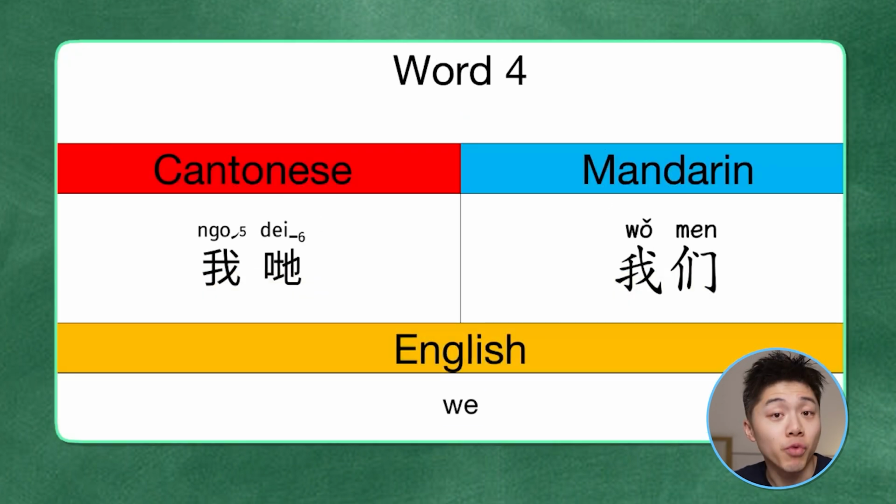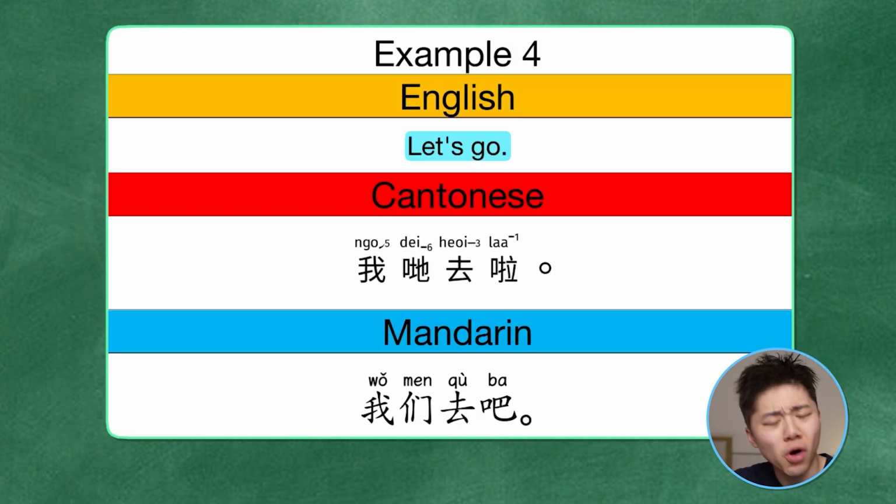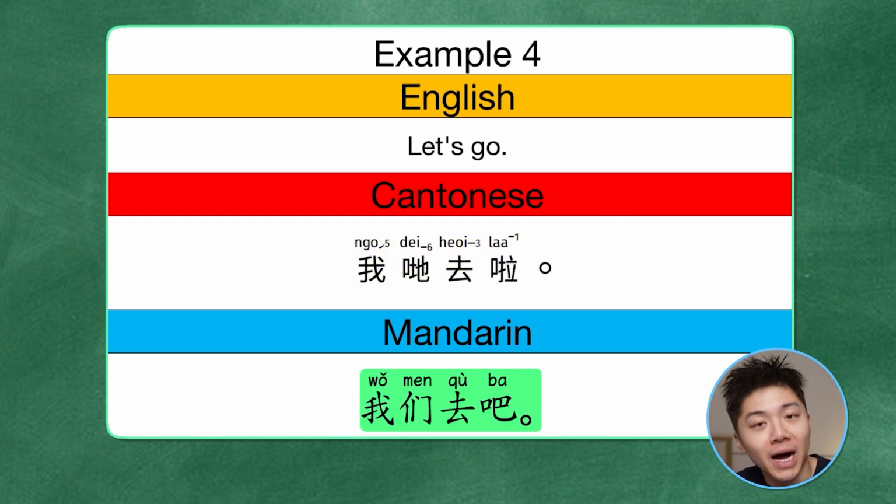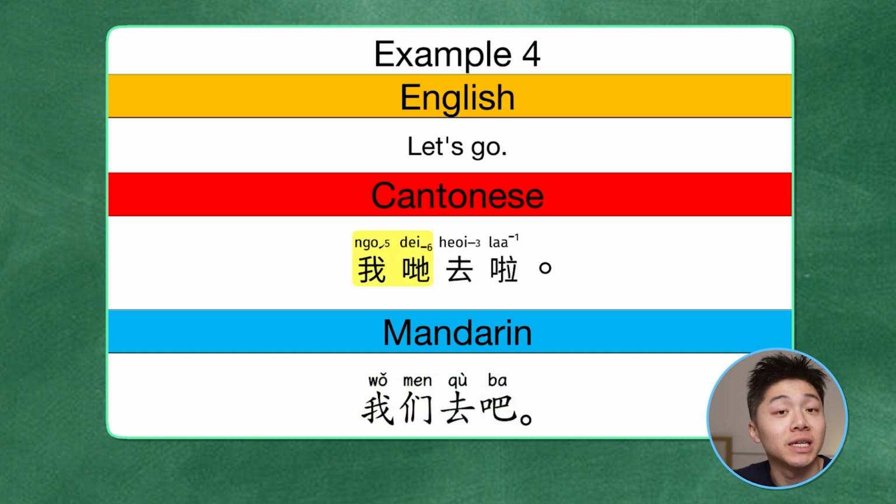Next, number 4, we or us. In Cantonese, 我哋. In Mandarin, 我們. So for example, in English, let's go. In Cantonese, 我哋去啦. In Mandarin, 我們去吧. 我哋 means we in Cantonese. In Mandarin, it becomes 我們.